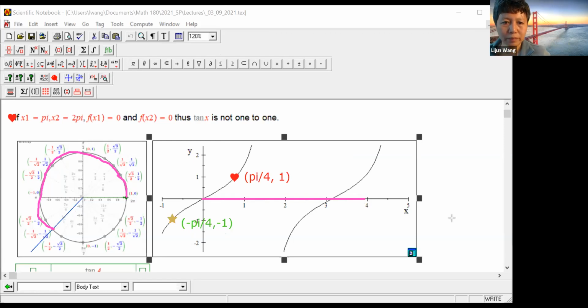Does that make sense? And that's the radian arc length. Now, what is the ratio? The ratio is given right here.